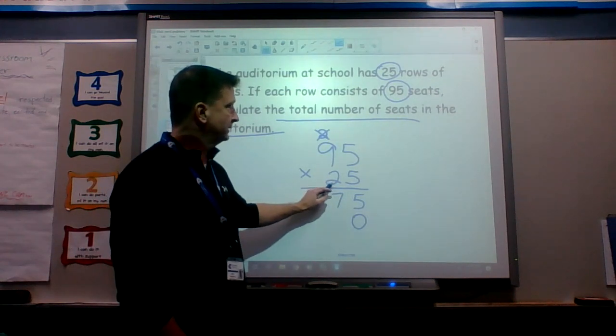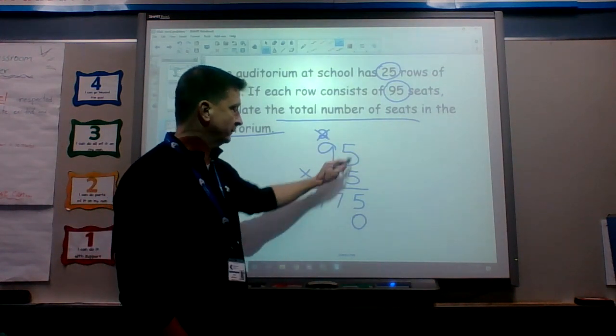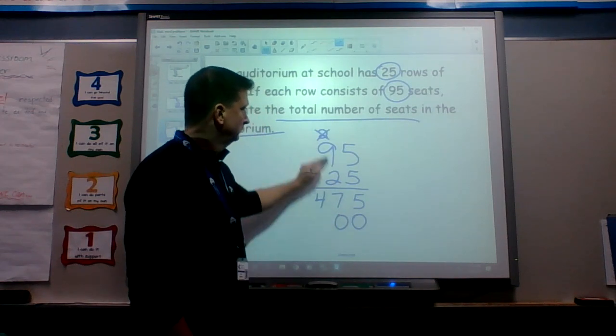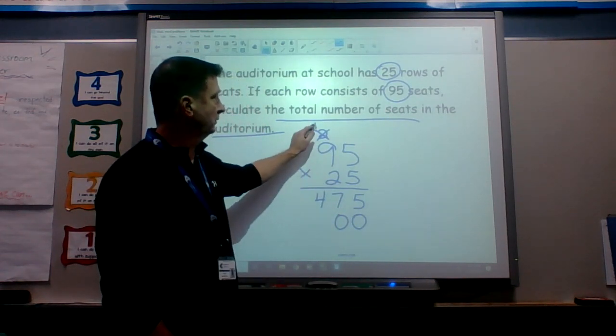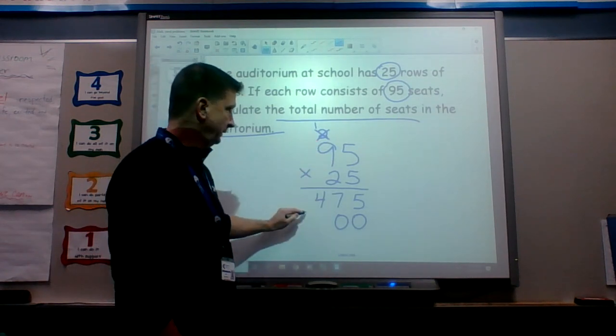We have 2 tens times 5, or 2 times 5, which would be 10. Carry my 1 ten up here. 2 times 9 is 18, and 1 more makes 19.